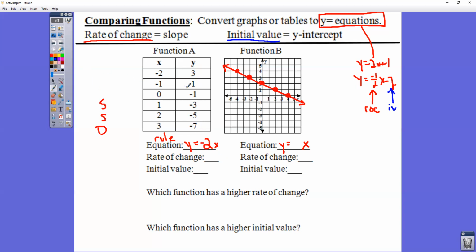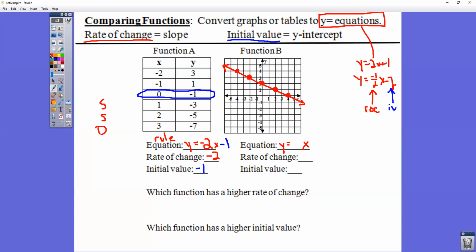The same way that we did it last week as well, to get your plus or minus, when x equals 0, whatever your y value is your plus or minus. So when x equals 0, y is -1. So we have a -1 here. So when you go to find your rate of change, it's just the number that's in front of your x. So that's the -2. And your initial value is your plus or minus after the x. So that's going to be -1.